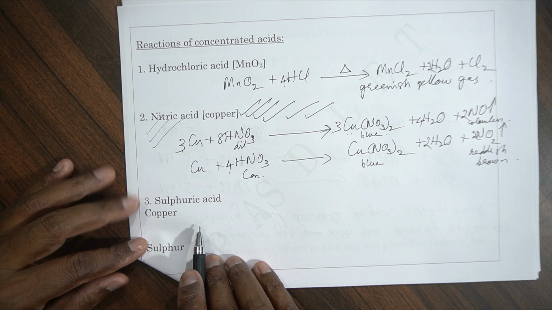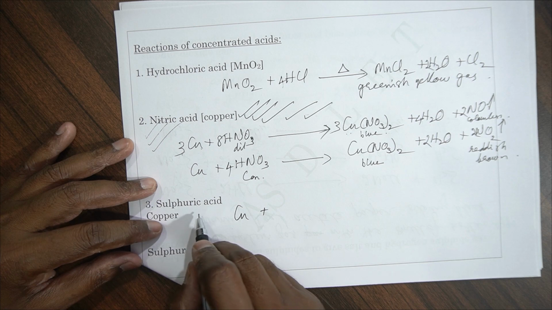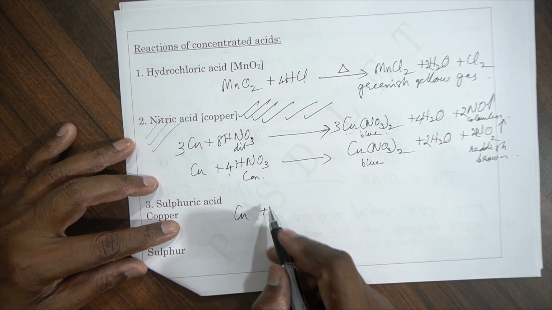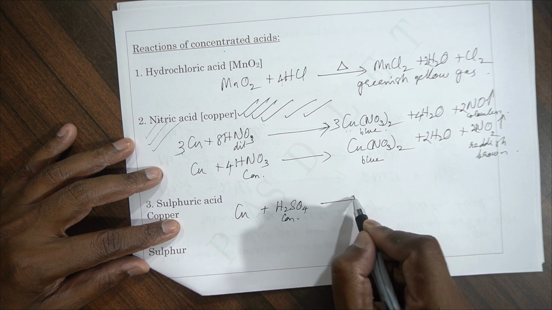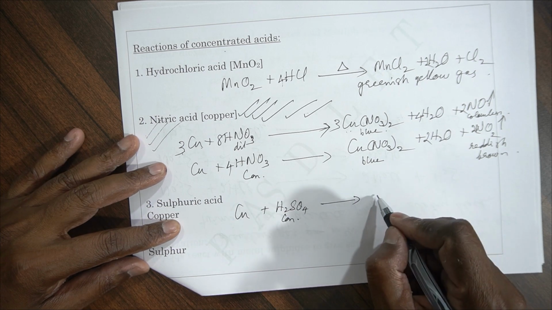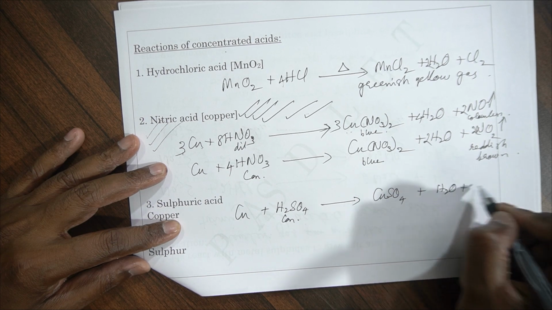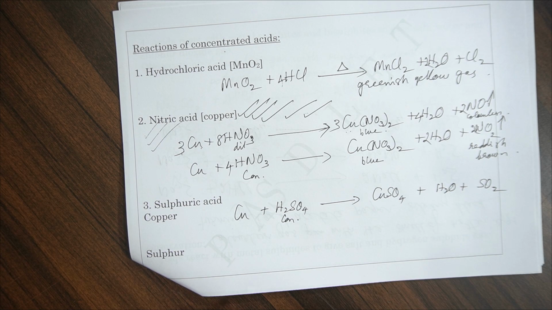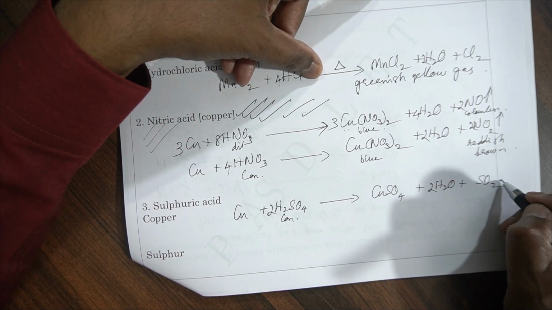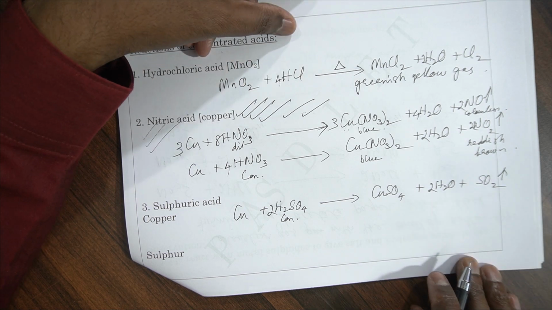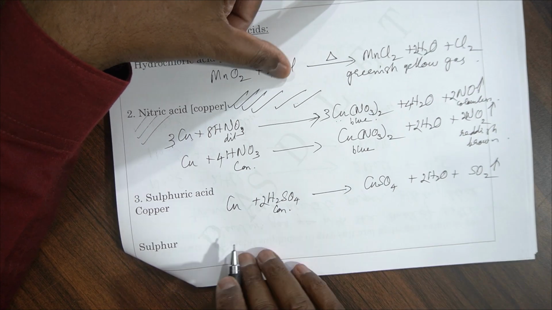Then sulfuric acid reacting with copper and sulfur. Copper: we are talking about reactions of concentrated acid, so it is conc. H2SO4, okay, not dilute. Concentrated will always give sulfur dioxide, CuSO4 plus water and sulfur dioxide. So this will be the reaction, Cu + 2H2SO4 gives CuSO4 + 2H2O + SO2. Sulfur dioxide, so the observation will be a colorless gas with pungent odor turning potassium dichromate paper green.